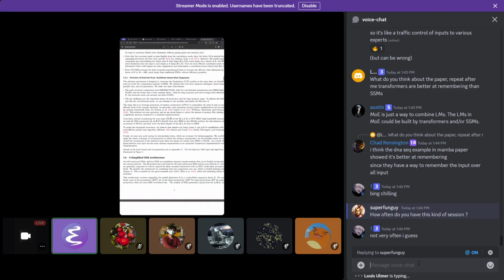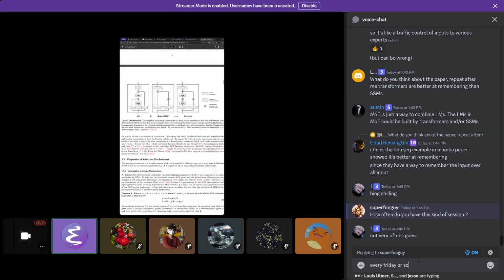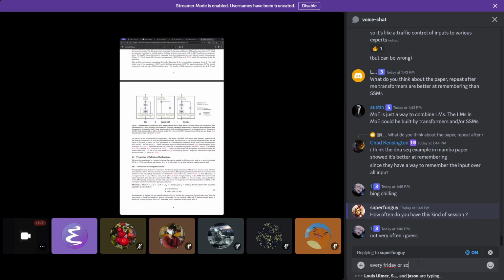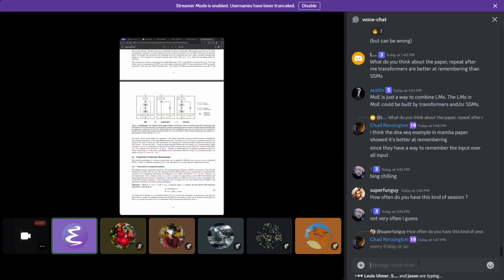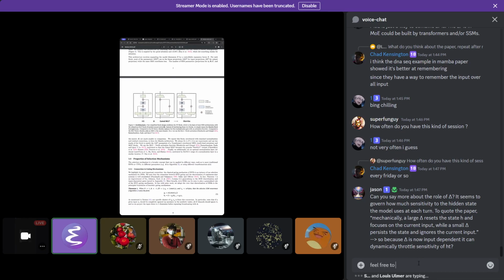So let me pause there for questions, and I might just wrap up because there's a lot to say, but it's very dense. Can you say more about the role of delta? Seems to govern how much sensitivity to the hidden state the model has at each turn. Exactly right. Mechanically, a large delta resets the state H and focuses on the current input.